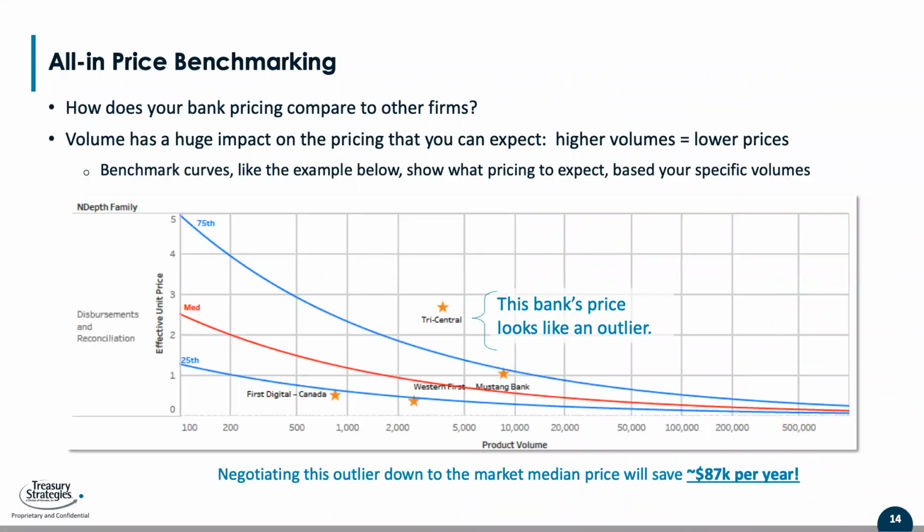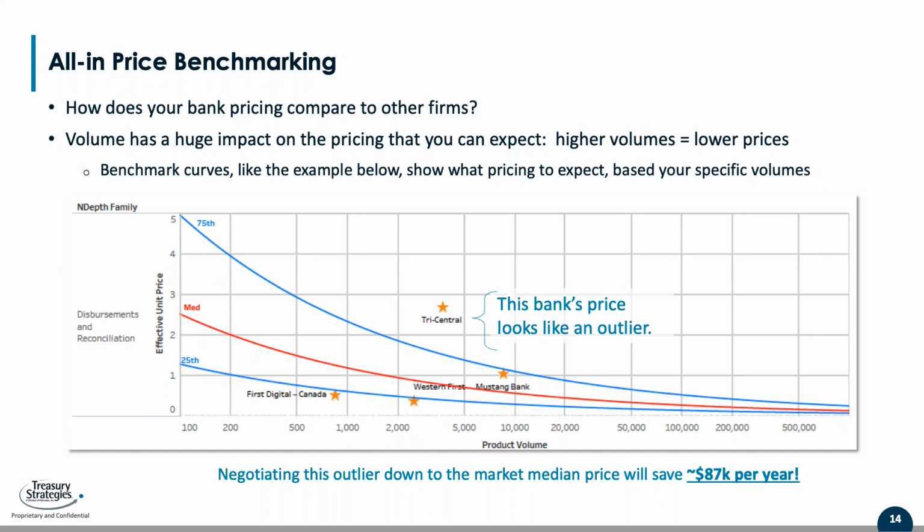So when we look at benchmarking, first up we show here all-in price benchmarking. This is for disbursements and checks paid. And one of the things that we advocate for is a bit of a rethinking from how benchmarking has historically and traditionally been done. There's a lot of benchmarking services out there. Most of them try to force compare those apples to oranges, which leads to very imperfect results.